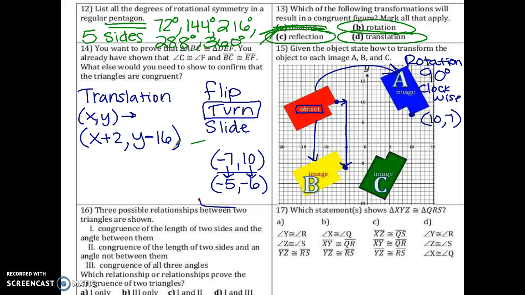And then this last one, I'm going to still look at those same 2 points though. Is this a slide? It's not a slide. Is it a turn? If it got turned down here, the longer part of this figure would be over here. So it's not a rotation, but it is a flip over.